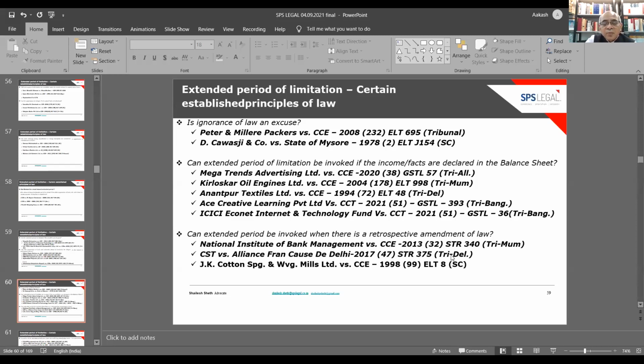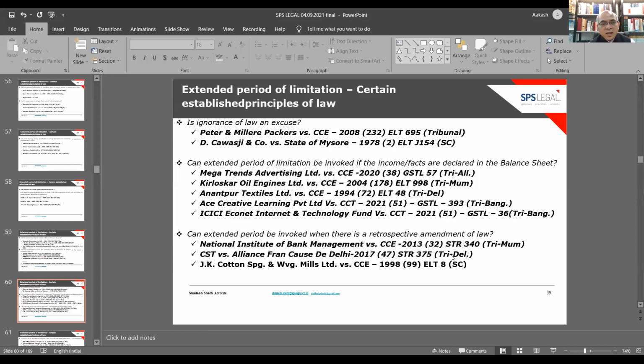Can the extended period of limitation be invoked if the facts and income are declared in the balance sheet? In almost all judgments, particularly in the context of listed entities, it has been laid down that the balance sheet is a public document in the public domain. Therefore, if the department's demand is entirely based on the facts, income and transactions declared in the balance sheet, returns and other records, then the extended period of limitation cannot be invoked. The latest judgments on this line include S Creative Learning Private Limited, where this view has been taken while also deciding in favor of the party on merits.